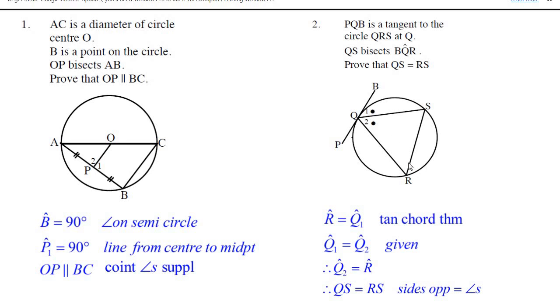Well, if those two angles are equal, then that means that the sides are equal. Sides opposite equal angles are equal. So that's why QS equals RS.